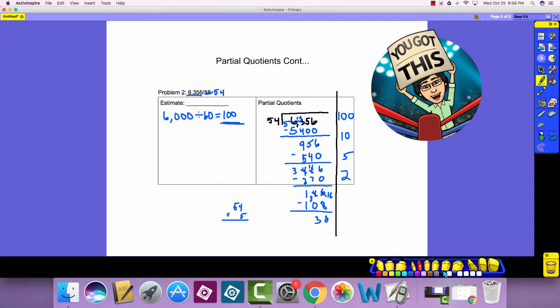So my last step then is just to add up my partial quotients. 100 plus 10 is 110, plus 5 is 115, plus 2 is 117, with a remainder of 38. So even though we had this large number, we were able to come up with our quotient. So 6,356 divided by 54 results in a quotient of 117 with a remainder of 38. See, I told you guys would get this.